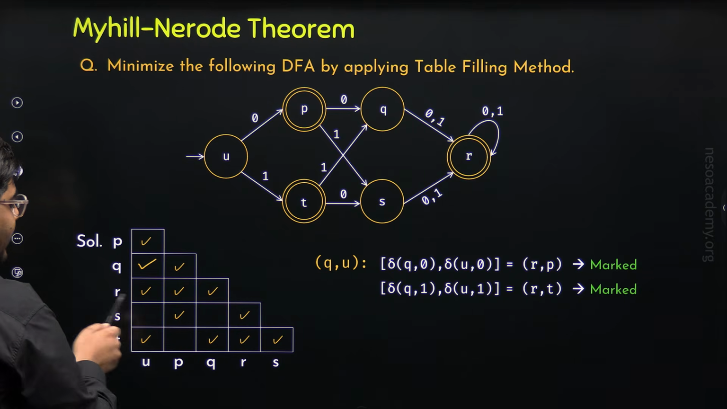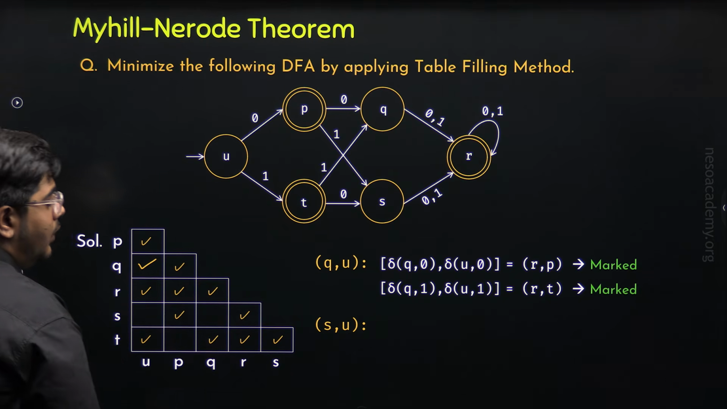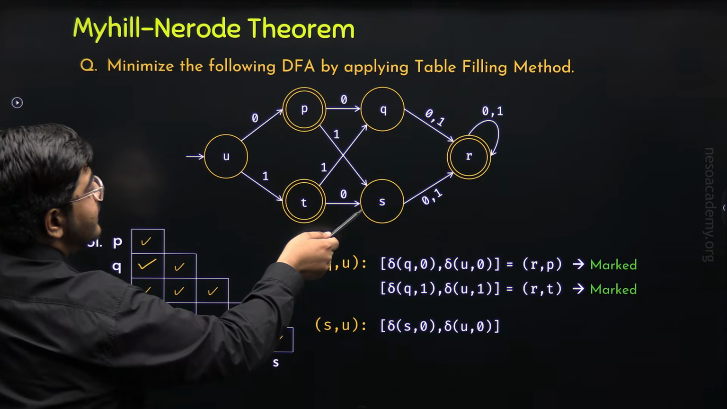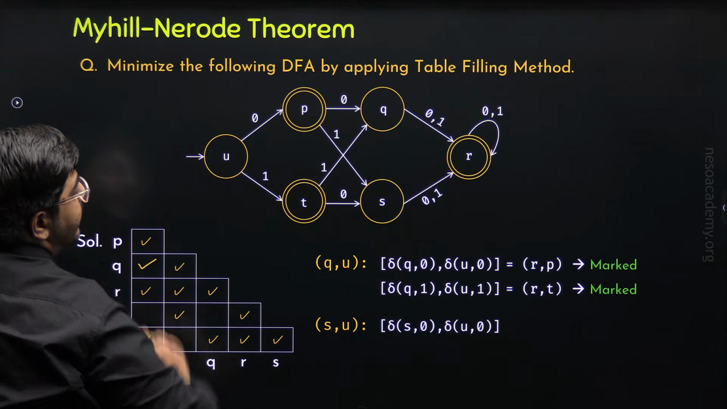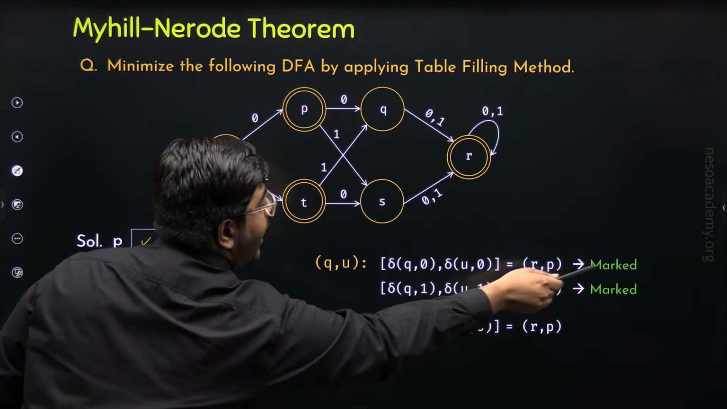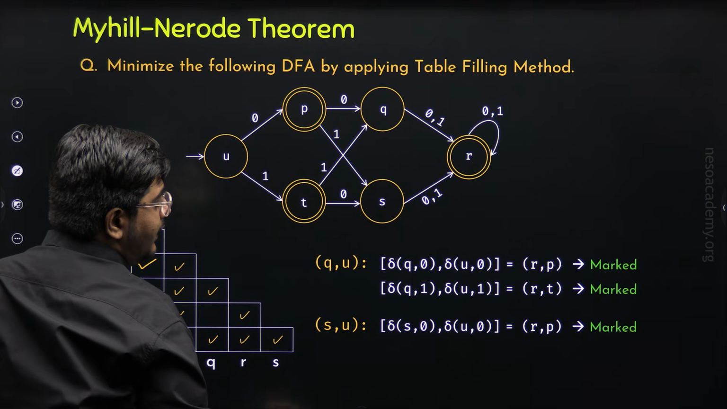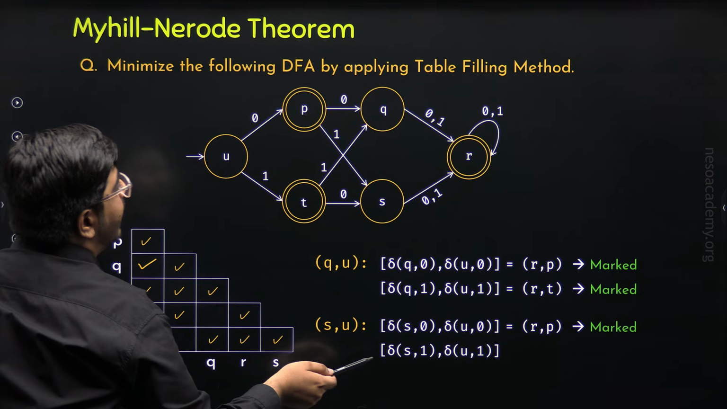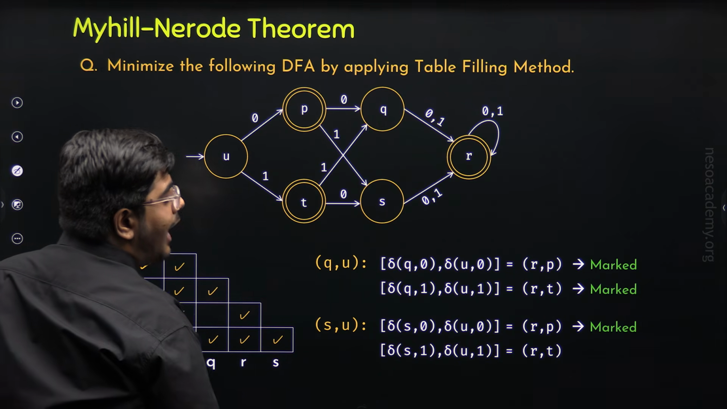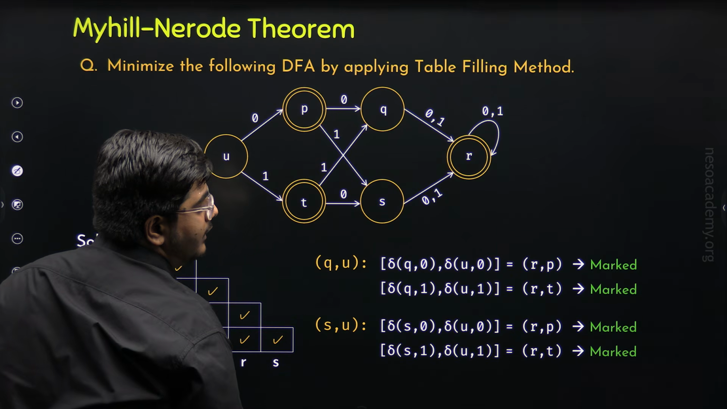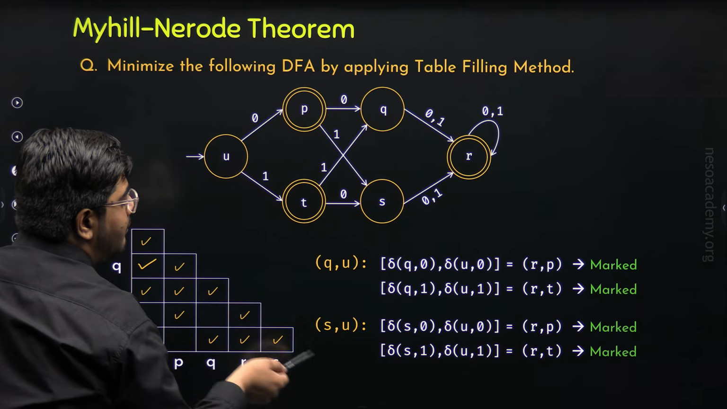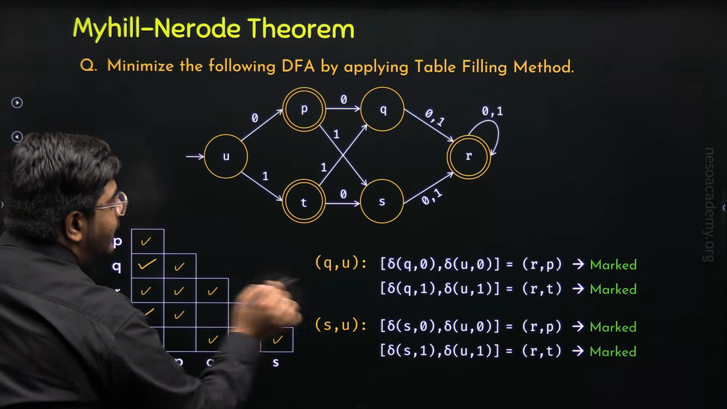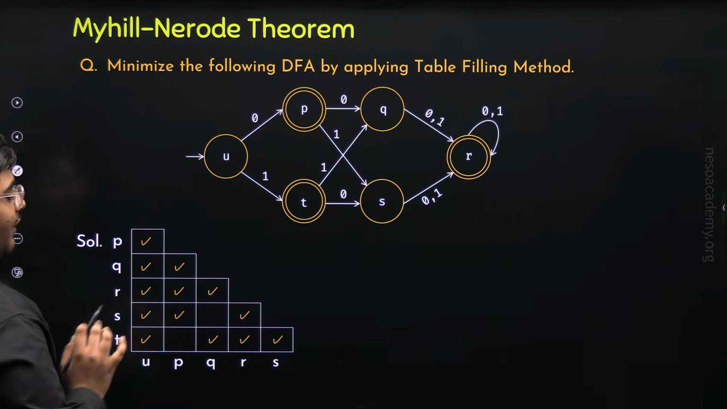Now let's check the second unmarked pair, which is SU. Here we will write SU. And now we have to write delta S comma 0, U comma 0. Now S comma 0 is R and U comma 0 is P. So here we will write RP, which is marked. We have just checked. Now for the input symbol 1, delta S comma 1, delta U comma 1. And delta S comma 1 is R and U comma 1 is T. So here we will write R comma T, which is also marked. We have just checked. Since both are marked, we can mark S comma U. Even if one of them was marked, we can mark S comma U. So this is the table that we have got till now.